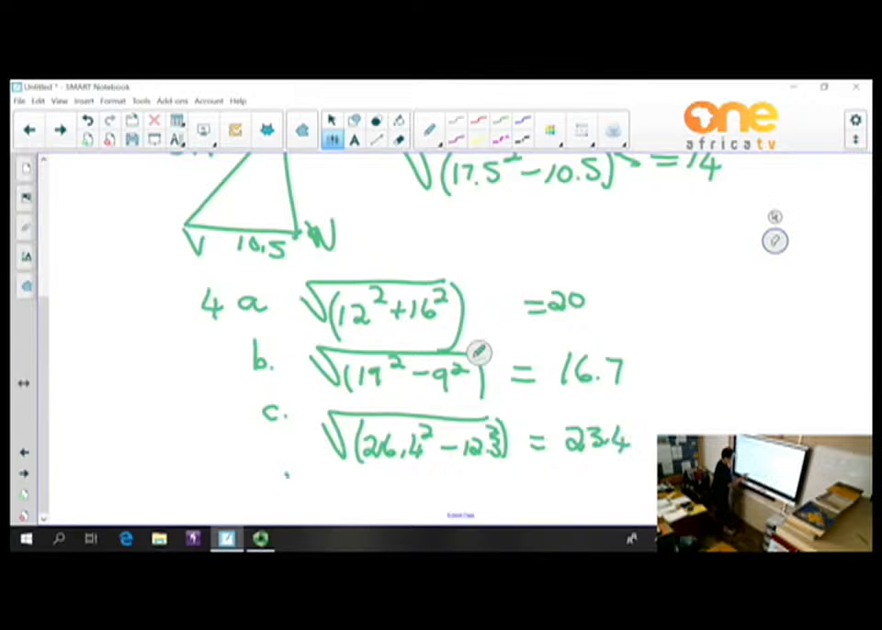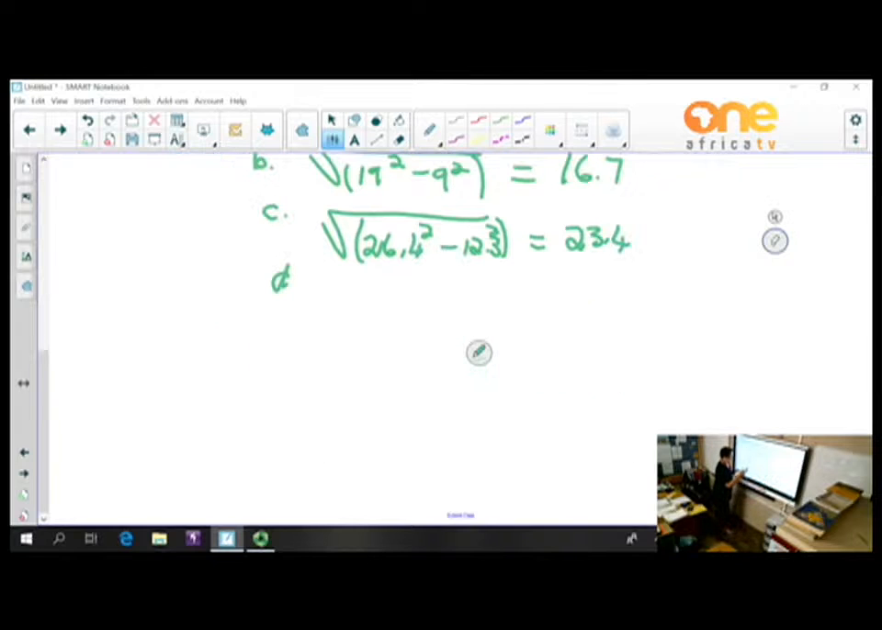23.4. And then the last one there, number D, and that one is again an addition one, so it's 11 squared plus 12 squared. And what do we get? So it's the square root of 11 squared plus 12 squared, close, is equal to, and I have 16.3. 16.3 centimeters. Okay, so this is what you did in grade 9. It's not new work here.